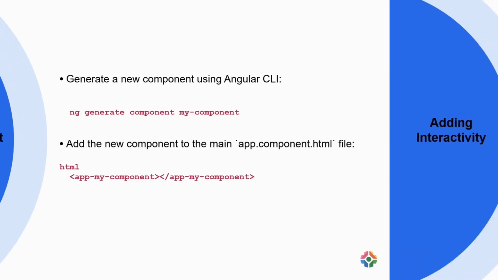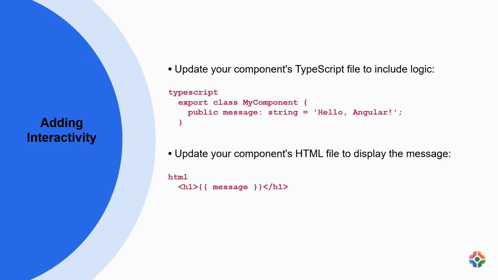To display a message in an Angular component, you first need to define the message variable in the TypeScript file. In the provided example, the message variable is declared as a public property within the myComponent class with the initial value of hello Angular.